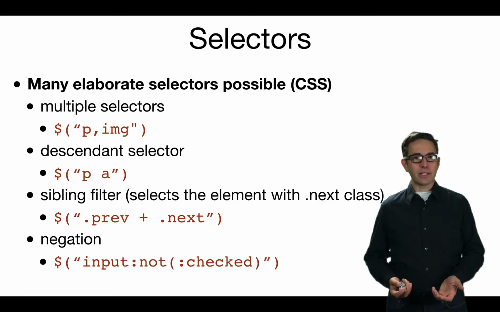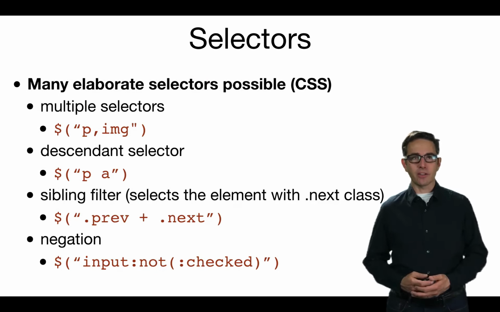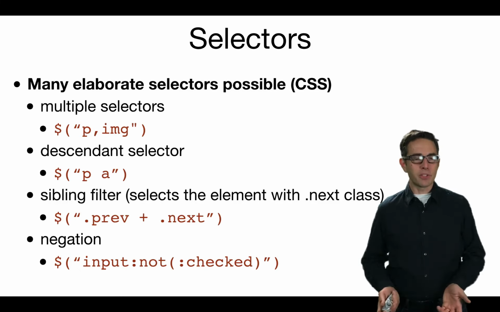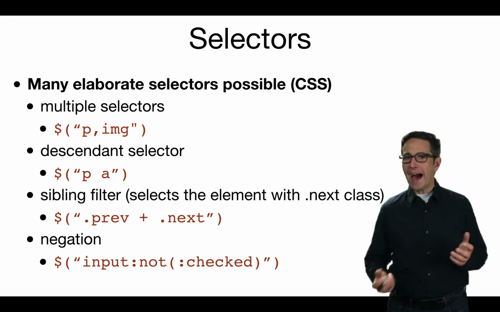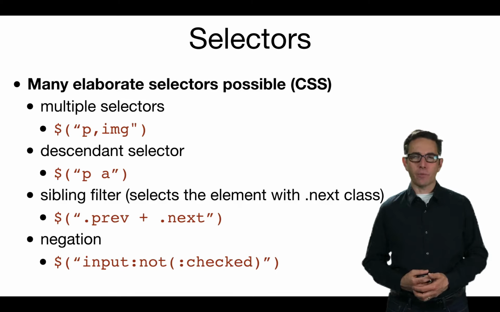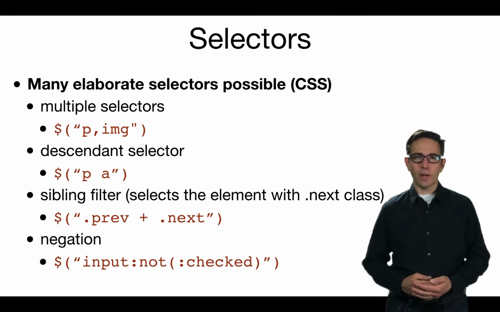Just like there are lots of elaborate selectors in CSS, you can use those elaborate selectors in jQuery as well. For example, you can use multiple selectors, like selecting all the P and image tags. Or you can use a descendant selector, for example, selecting all the A tags which are a descendant of some P tag. So that's sort of setting up a path in your HTML that you want to have respected before you select an element. In the third example, you can have a sibling filter. That's going to select any element that has a .previous class as a sibling and whose class is next. So this plus sign indicates that we want two things that are siblings. And the action is going to be applied to the thing that has the class next.